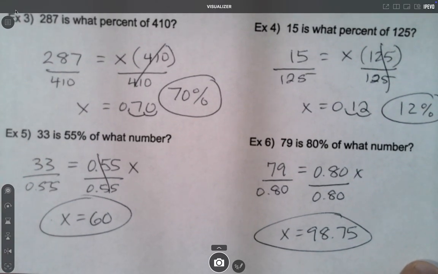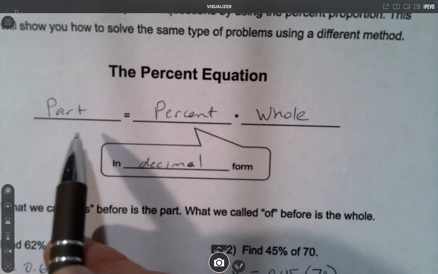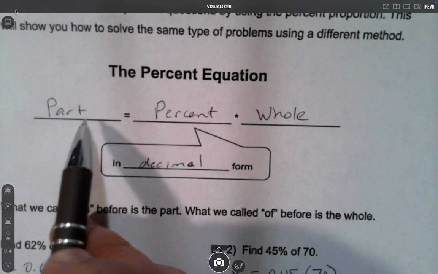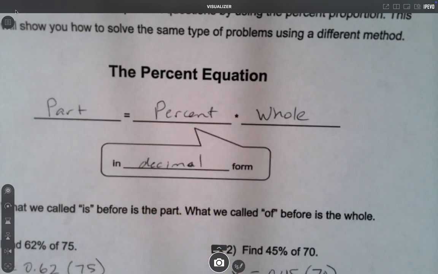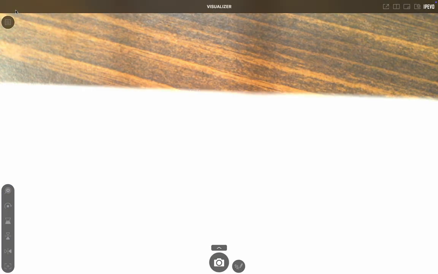Should be pretty straightforward. Now this next part is just a bonus. I don't mean bonus points or bonus questions. I'm saying this part's for free. You don't have to remember this. You may or may not want to watch it. So if you want to stop right now, feel free. But I want to show you how the percent proportion is actually just the same thing as this, written in a different way. So again, this is optional. Only watch if you want to.